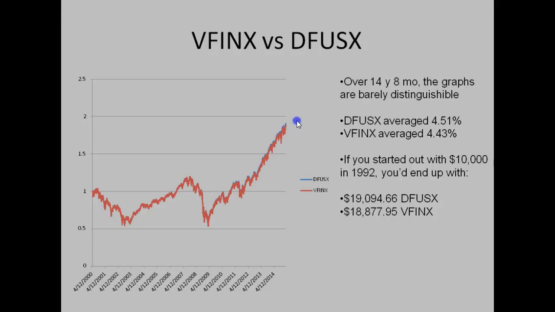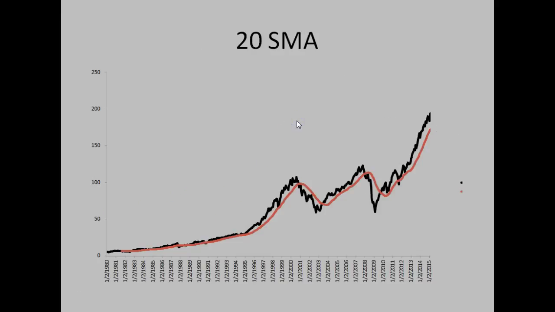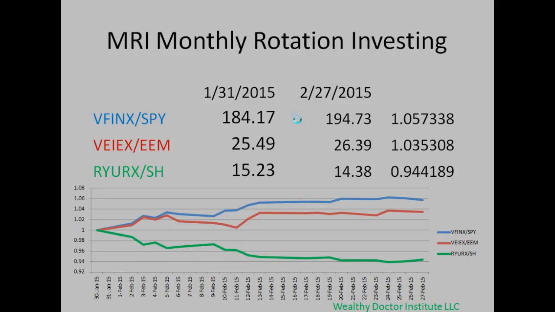So, on to our monthly update. Yes, the S&P 500 index is still above the 20-month moving average. Still safe to stay in stocks. Next. And remember, the 20-month moving average system has nothing to do with this MRI monthly rotating investing system. Nothing to do with it. This is a completely different system.